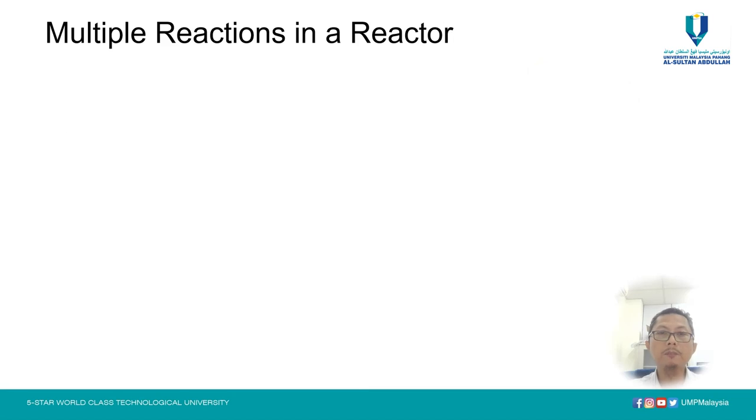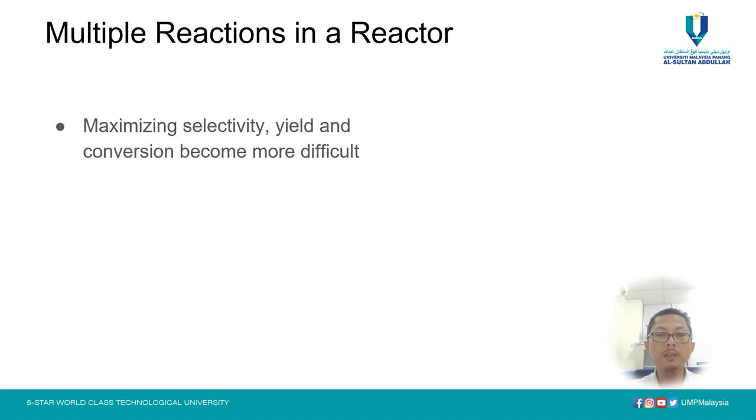Next, what will happen if we have more than one reaction in the reactor? Normally, the second or third reaction will be undesired and can consume the reactant or the product that is used in the reactor. The purpose of the design in multiple reactions is to maximize the selectivity, yield, and conversion. Plus, with the previous one, which is controlling the temperature, the undesired reaction will complicate the control and will make the attempt of maximizing the selectivity, yield, and conversion more difficult.